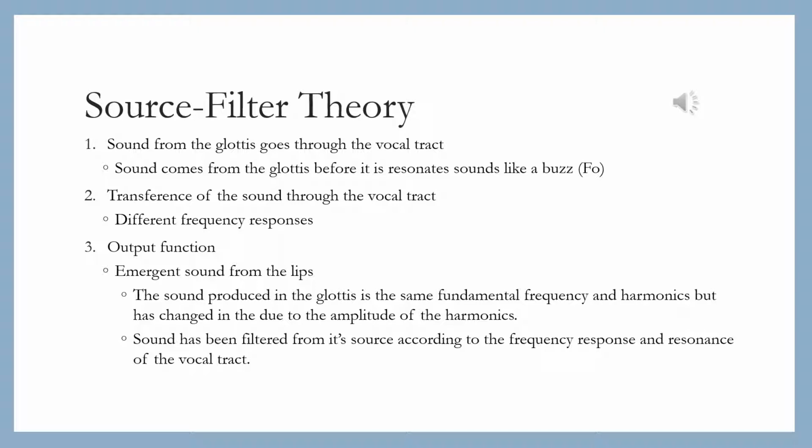So the sound produced in the glottis is the same fundamental frequency and harmonics, but has changed due to the amplitude of the harmonics. Sound has been filtered from its source according to the frequency response and resonance of the vocal tract. So basically, when we look at the output, we can not only see the difference between vowels and consonants, but we can hear the difference as well. So you're able to see how all the terms have come together to create the source filter theory, which is very important in sound production and vocal production of certain vowels and consonants.